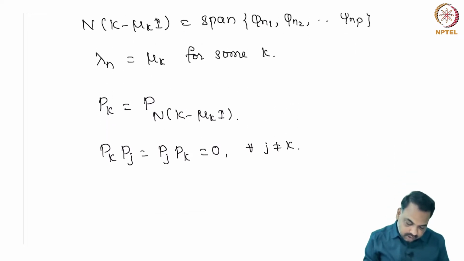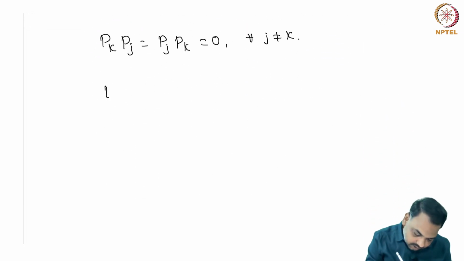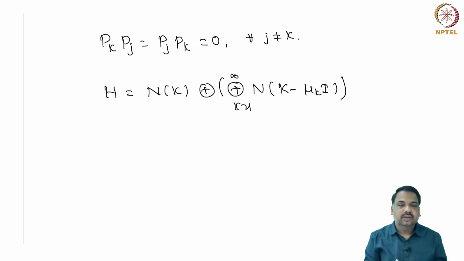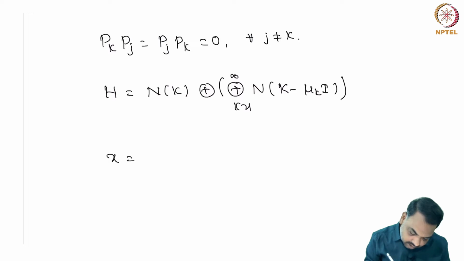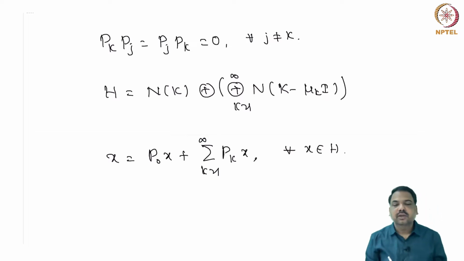Now let us look at the other part. We have already seen that H can be written as the null space of K, orthogonal direct sum with the null spaces of K minus mu k I, k equal to 1 to infinity. So from this we can conclude that x can be written as P naught x plus the summation k equal to 1 to infinity of Pk x. And here the convergence is with respect to the strong operator topology, namely it converges pointwise for every x.